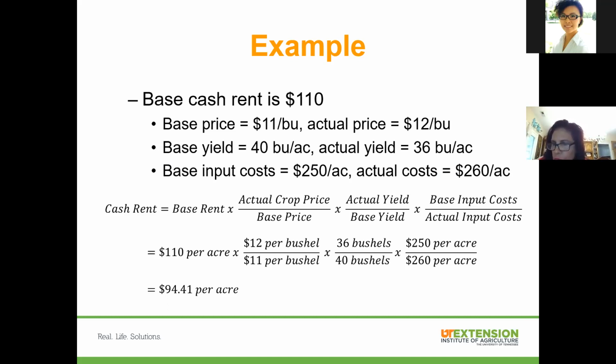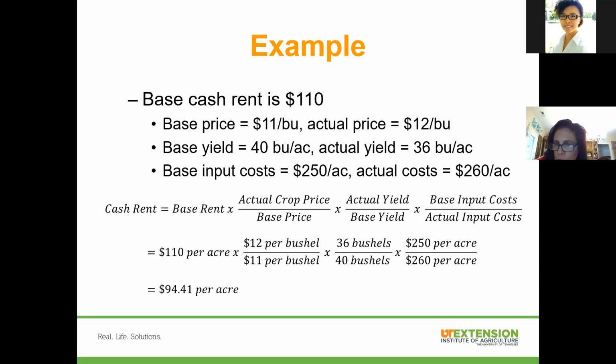You probably wouldn't know, because the fluctuation is not so huge or significant that you'll be able to see it right away. But when you put it down on paper, your base rent was $110 per acre, and your actual cash rent for this past year is $94 per acre. How it really decreases in this example is mainly because yield decreased 4 bushels per acre.